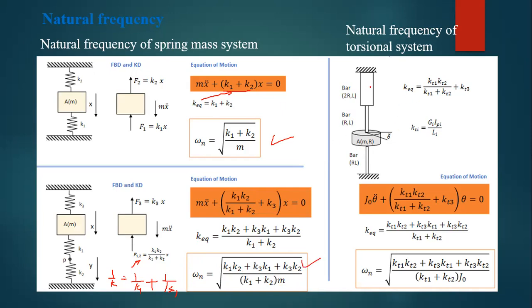Here also it is the same. We have two bars having different cross sections in series, so the torsional stiffnesses KT1 and KT2 are provided, and the third, KT3. These are added, so this is the system of equivalent K. KT equivalent equals these terms, and then this is the natural frequency.